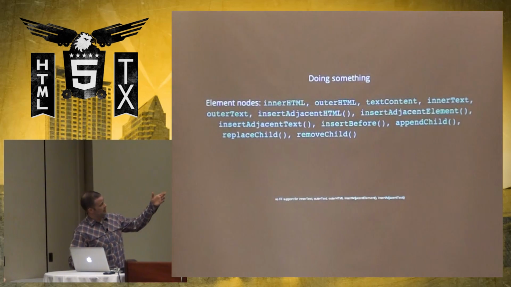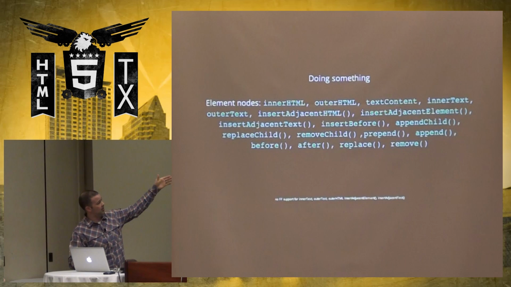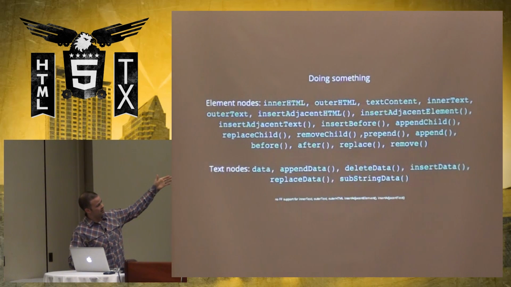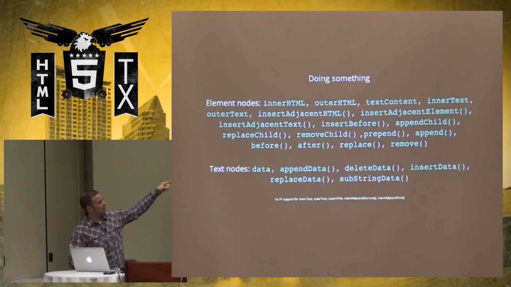So again, with this idea, now we're at the doing something part, where all of these properties and methods native to the DOM are available. These that are flashing, these are DOM 4. They're coming. So these methods that you're used to in jQuery are going to become native. And then, of course, text nodes, we have methods and properties. jQuery doesn't offer this, right?